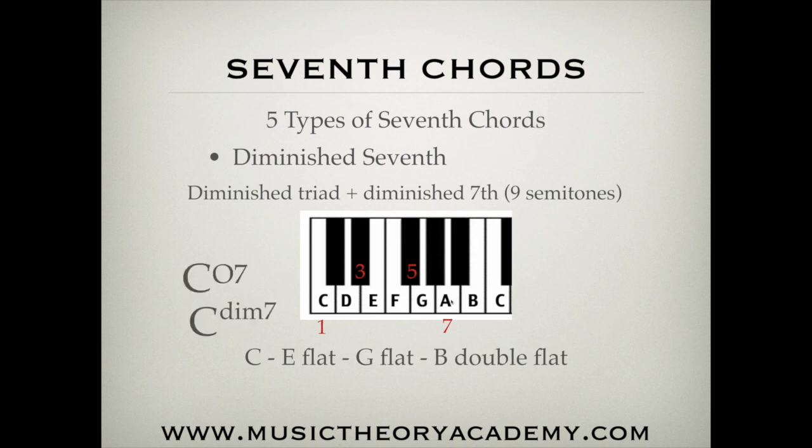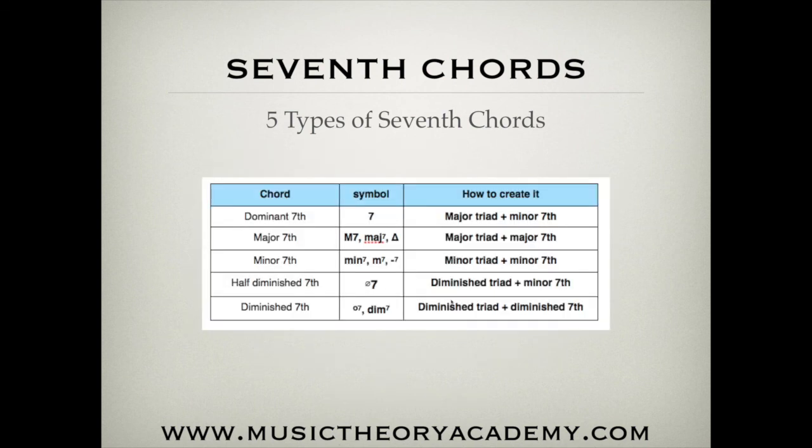Okay, you'll often see the diminished seventh written C and a circle and a 7, or C dim 7, and this is seriously scary. It's more scary than the half diminished seventh. You've really got the opportunity to make quite scary sounding music when you use those. So 5 different types of seventh chords there. Here they all are, all summarized for you.